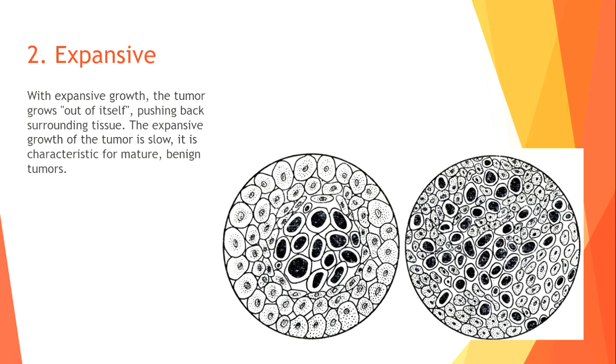The second type of growth is expansive growth. With expansive growth, the tumor grows out of itself, pushing back surrounding tissue. The expansive growth of a tumor is slow. It is characteristic of mature benign tumors.